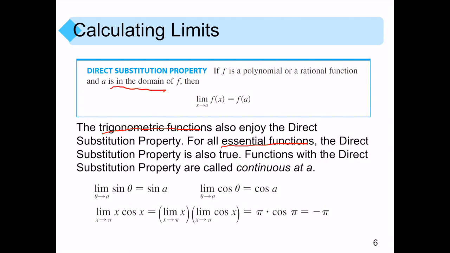And look at it here. The sine function's limit is the sine function's value. The cosine function's limit is the cosine's value. We use that to calculate the product x times cosine x when x approaches pi. It's just a product, so the limit equals the function's value at that point. We have that it equals -pi.